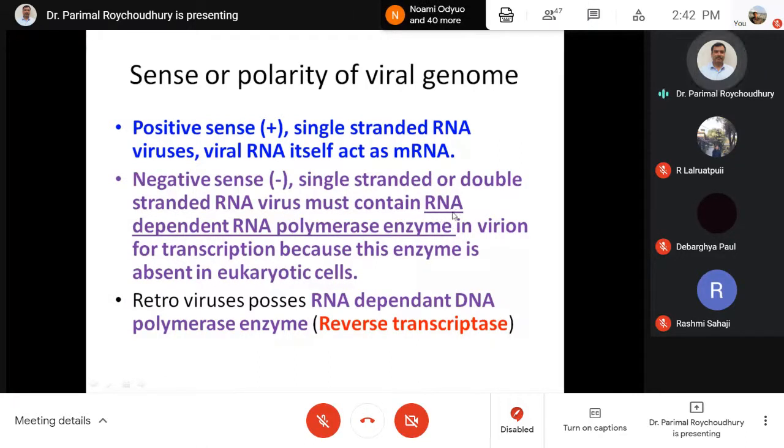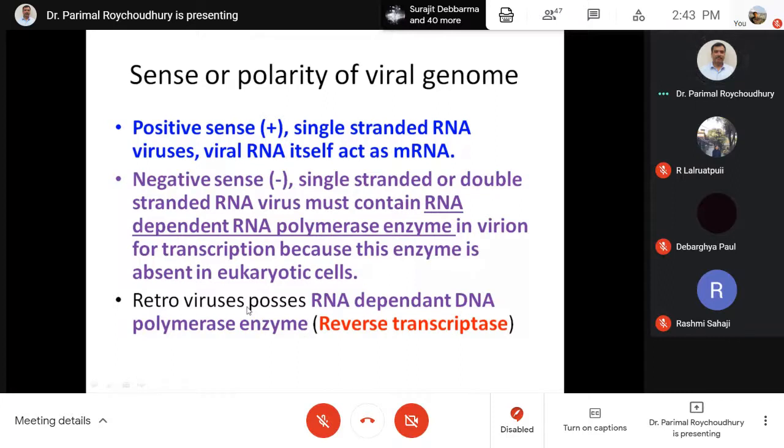So utilizing this enzyme, RNA-dependent RNA polymerase, transcription occurs. From a genomic RNA, a messenger RNA is synthesized and proteins are translated. This is quite interesting, and we call this group of viruses negative sense RNA viruses. So the RNA genome of RNA viruses will be either positive sense or negative sense. If it is a negative sense RNA virus, it must possess this RNA-dependent RNA polymerase enzyme for transcription. This is what we call the sense or polarity of the viral genome.